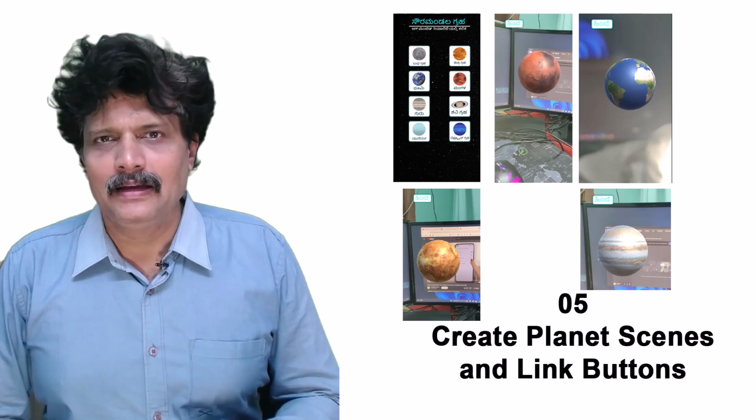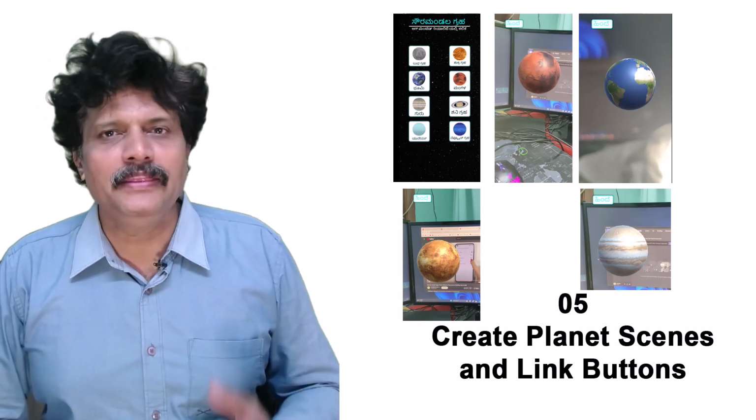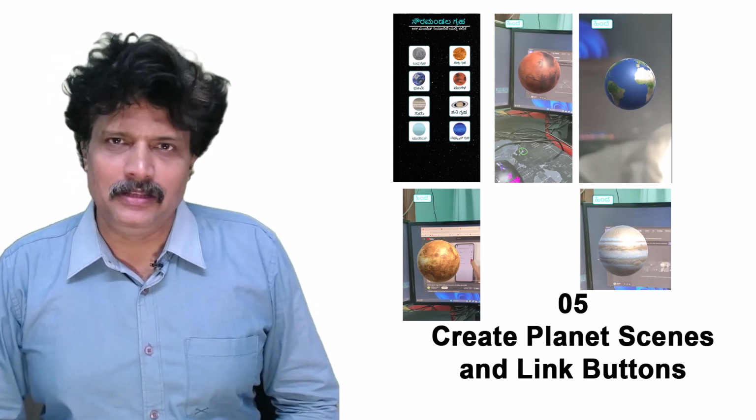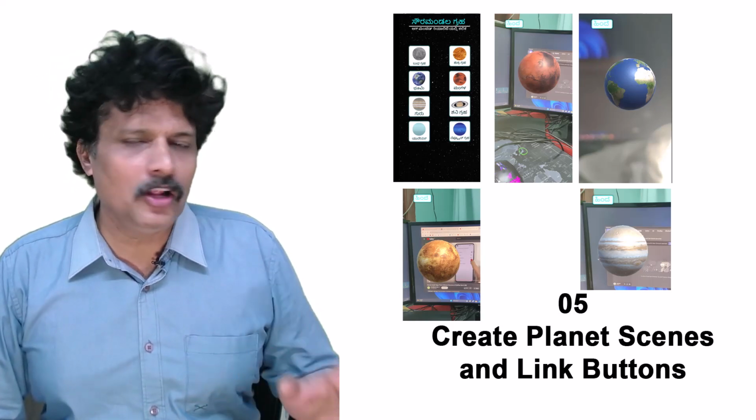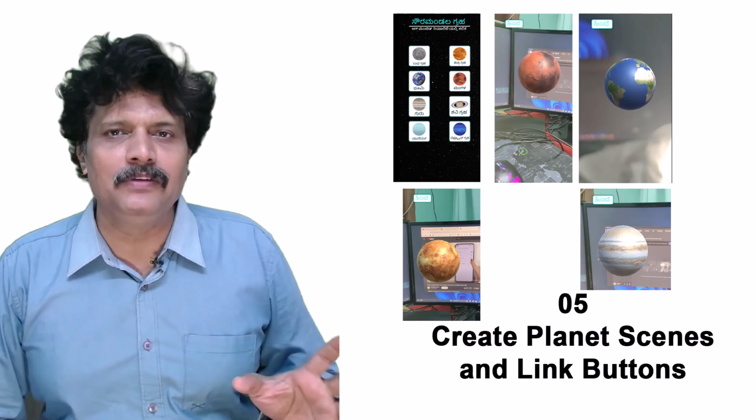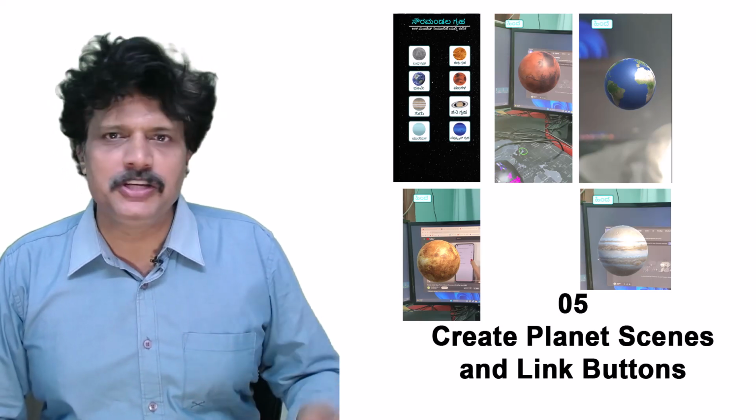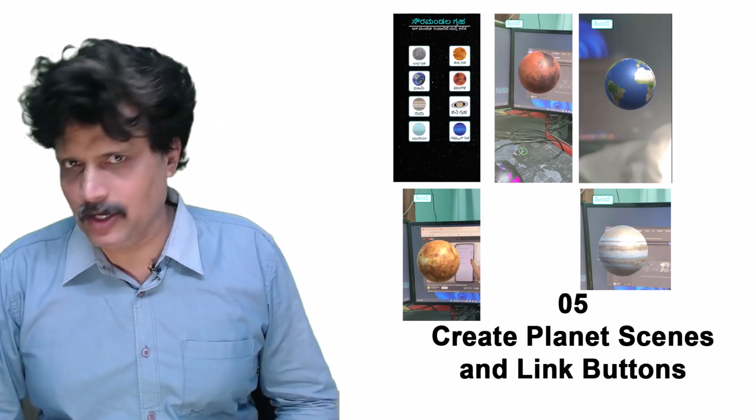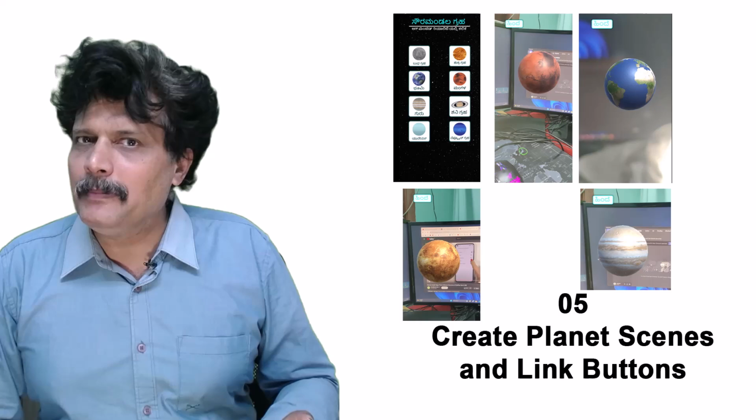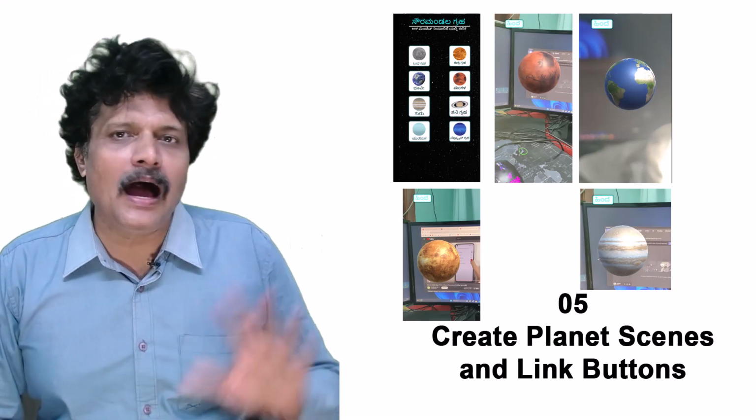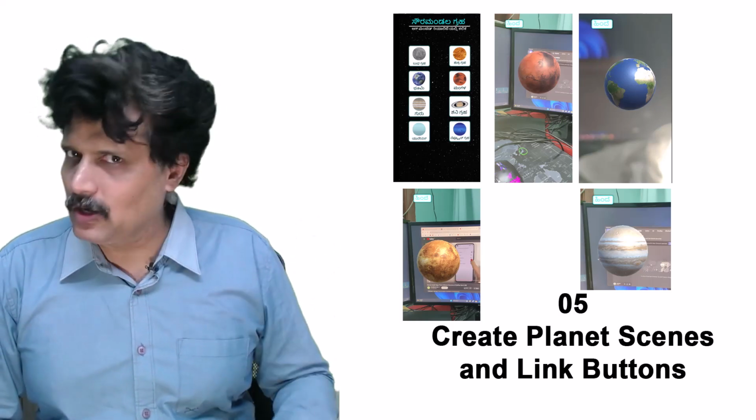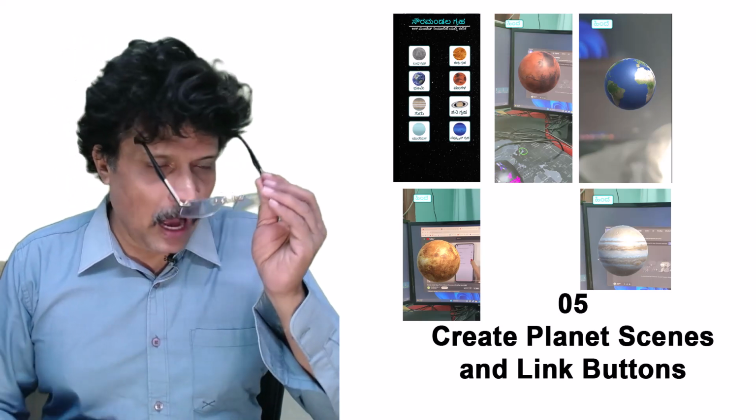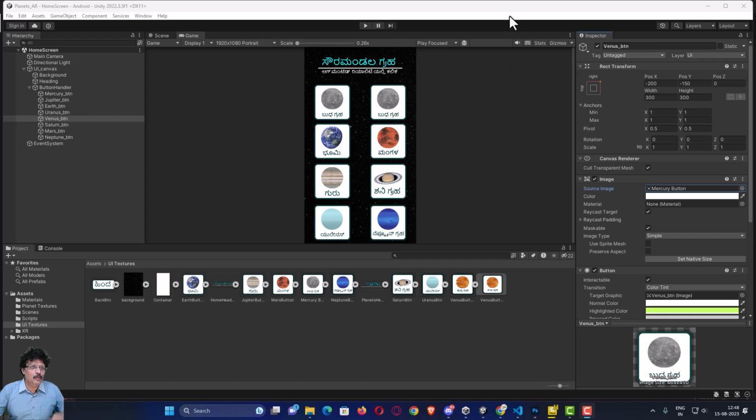And welcome back to our fifth session on this Planet AR application. In this application, we have already created one link and learned how to navigate from one scene to another. We implemented this logic and it was working fine with Mercury, and now we have to implement the same logic for all the other 7 planets, and that is what we are going to do in this session.